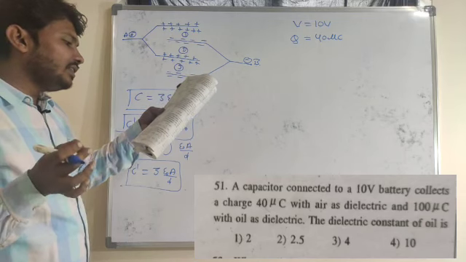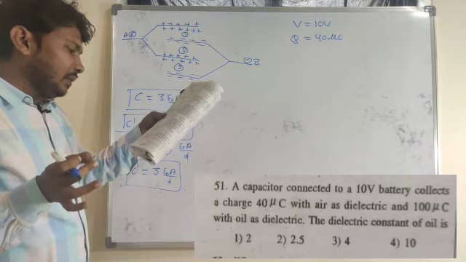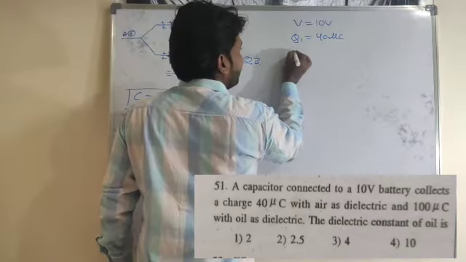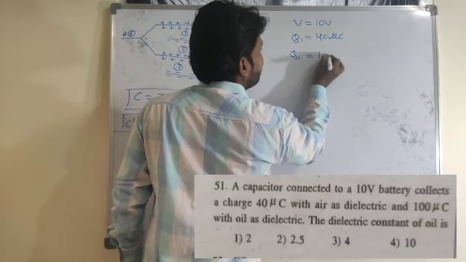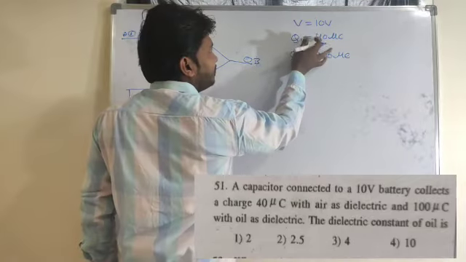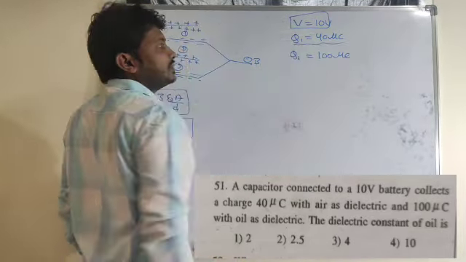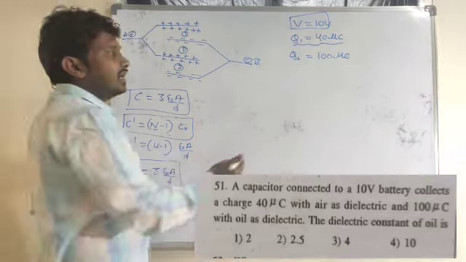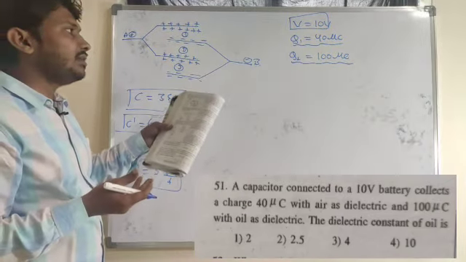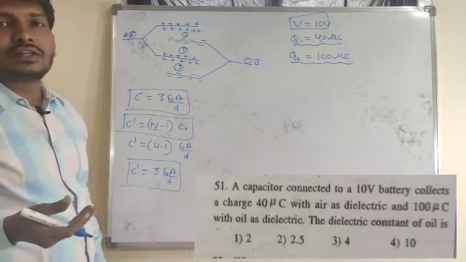40 microcoulomb with air acting as a dielectric in this first case, and 100 microcoulomb charge with the other medium acting as a dielectric. So let me take this one as Q1, another one as Q2. If air acts as a dielectric medium and you give a battery connection of 10 volt, how much charge is deposited here? 40 microcoulomb. If a dielectric medium is placed, of course the capacitance value increases, which means the charge value also increases to 100 microcoulomb. Then find the dielectric constant of the medium.